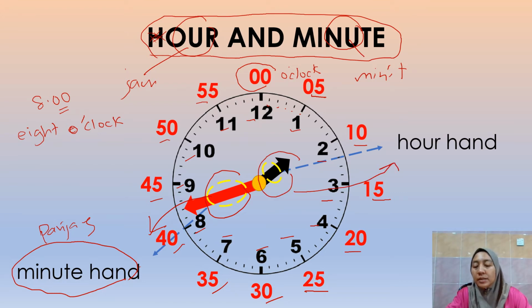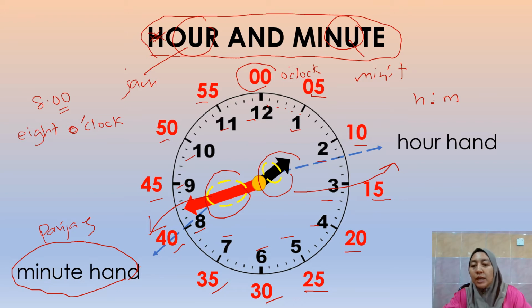Jadi bila kita baca masa, when we read time, kita akan mula dulu dengan hour, diikuti colon dan minit. Hour dulu, yang kat dalam ni dulu, diikuti dengan yang minit, yang di luar ni. So that is the way how you read time. Itulah cara untuk awak baca masa. First, you read the hour. And then colon, titik 2 ni lah. And then followed by the minute. Diikuti dengan minit.